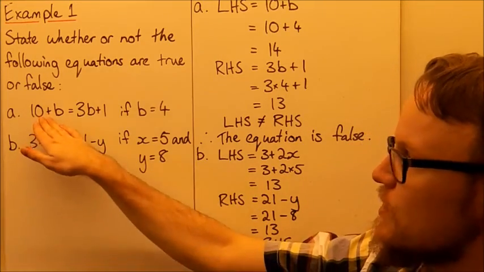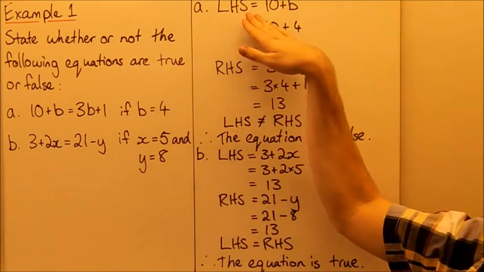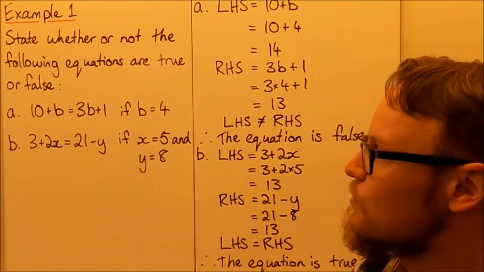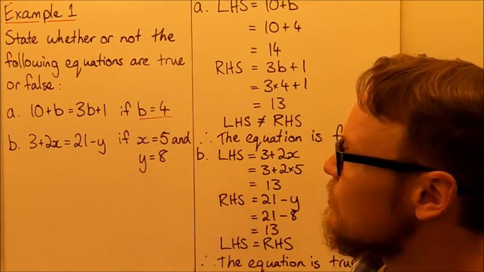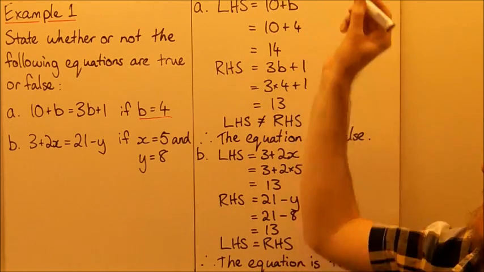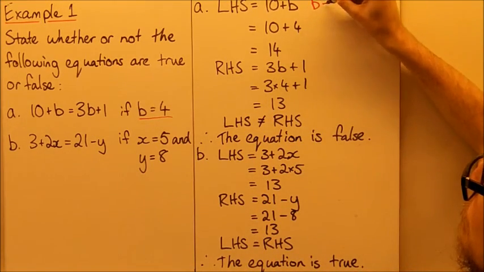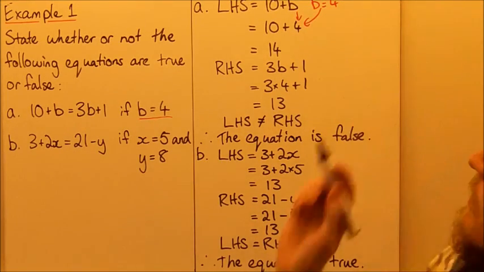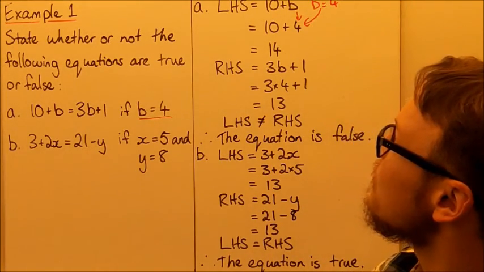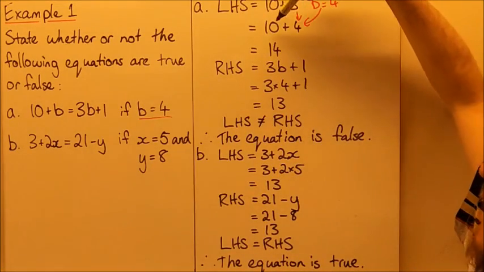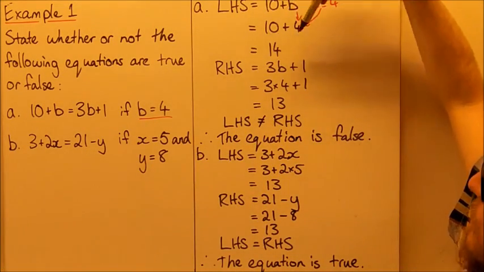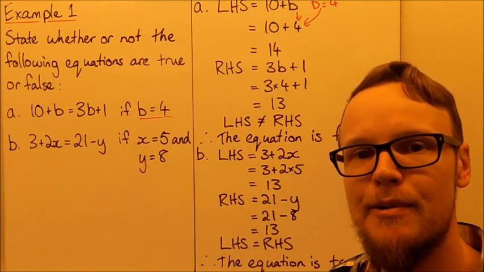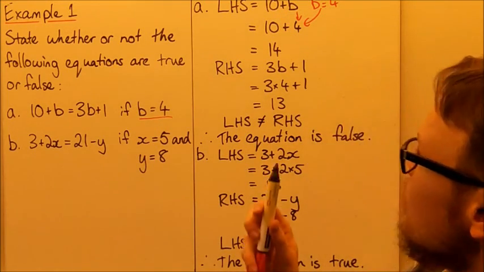So let's have a look at our first example and look at the left-hand side of the equation first and see what it is equivalent to when b is equal to 4. So we know b is equal to 4, so we need to substitute that in. We can substitute the value b = 4 into that equation and then evaluate it. So 10 + 4 is equal to 14. We found out what the left-hand side of the equation is. Now we need to make sure we find out what the right-hand side is.